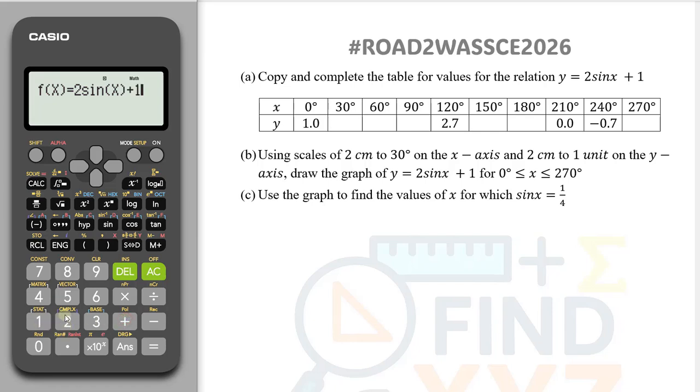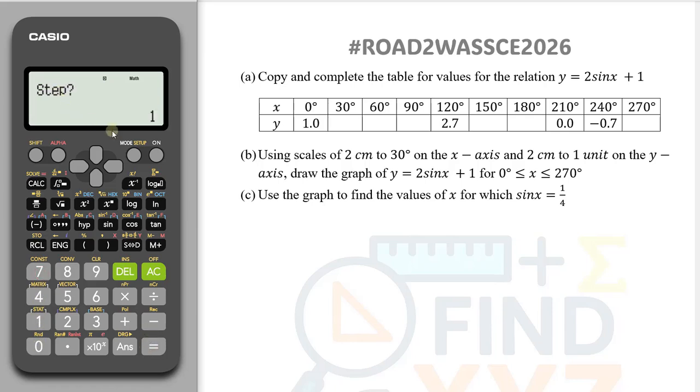That is the function. Then when you press the equal sign, you see start. Look at your table. What is the start x value? That is 0. So I'll enter 0. Then I'll press the equal sign. Then what is the end value? The end value is 270. So I'll enter 270. Then I'll press the equal sign.